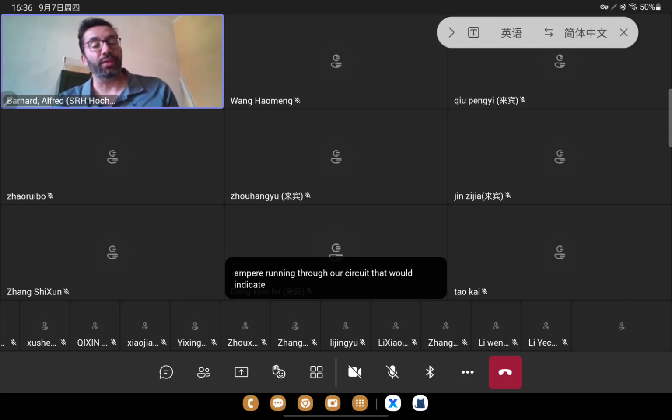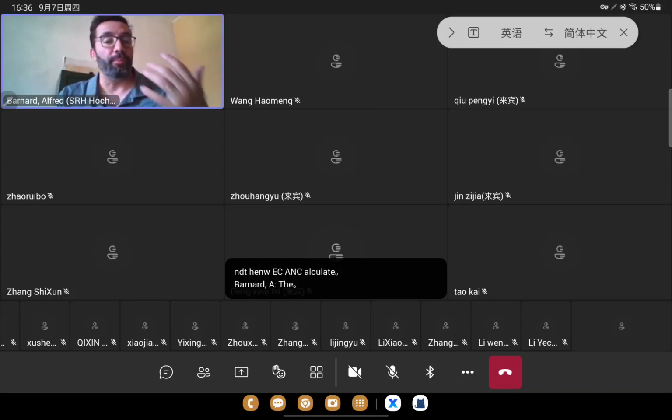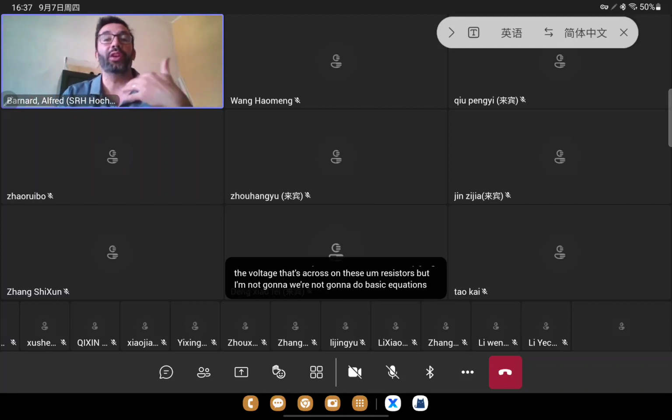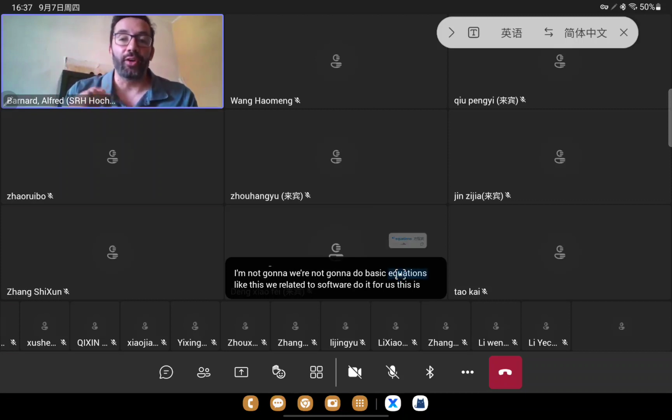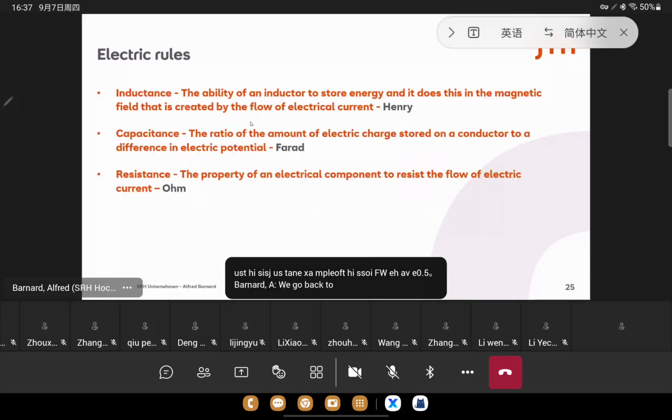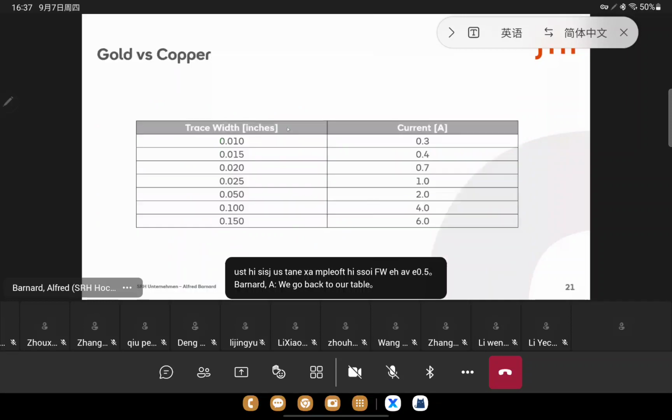That would indicate our trace width, so the minimum value we need for our trace width. So we remember 0.5, and then we can calculate our component values by multiplying the voltage across these resistors. But we're not going to do basic equations like this. We're going to let the software do it for us. This is just an example of this. So if we have 0.5, we go back to our table, and 0.4, so you always look at the next highest value. So 0.02 inches should handle our 0.5 amps of current relatively easily.